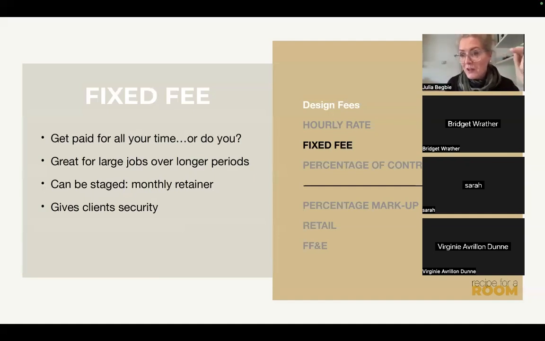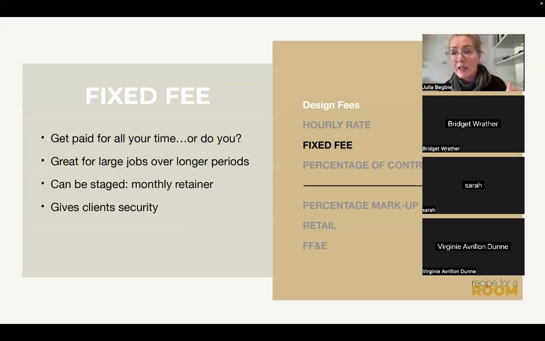I'm not talking about that kind of fixed fee. I'm talking about carefully calculated, your services by the hour, wrapped into an overall package that covers everything. So that is the fixed fee that I'm talking about here. Now, ideally with this, you get paid for all your time, but I have some comments to make about that, and I'm going to come back to it.